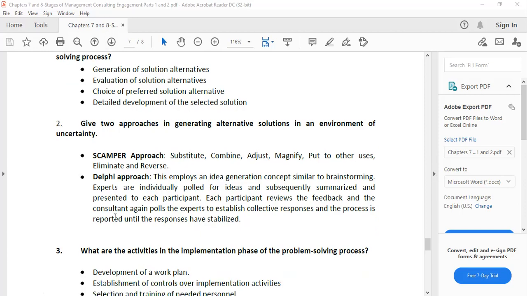For the Delphi approach, this begins with brainstorming among experts. We solicit their ideas, and then we summarize whatever ideas they had and present them to each and every participant. Then each participant reviews the feedback. The consultant again polls the experts to get their responses until such time that the issues and all other things are ironed out before we have the best solution.